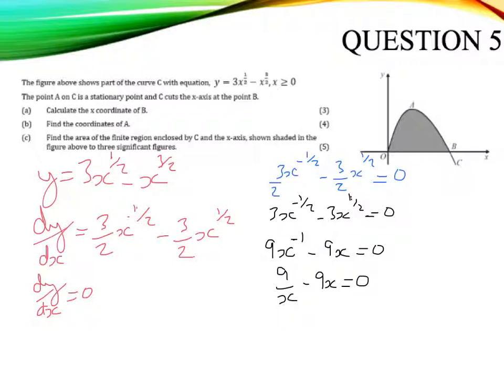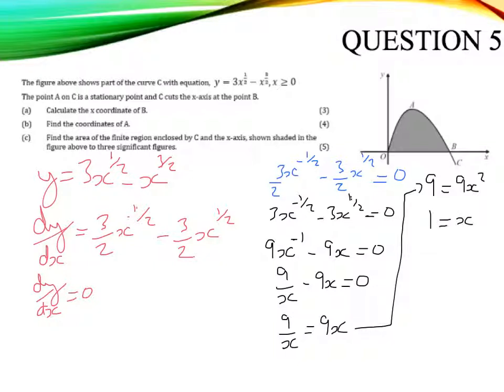Let's bring my 9x across. So I've got 9 over x equals 9x. Multiply both sides by x. And I'm just going to move now up here so we can see. We've now got 9 equals 9x squared. Divide both sides by 9. 1 equals x squared. So x equals 1.